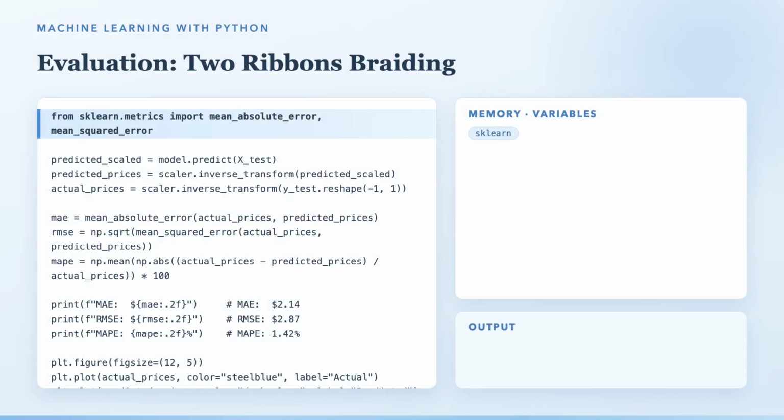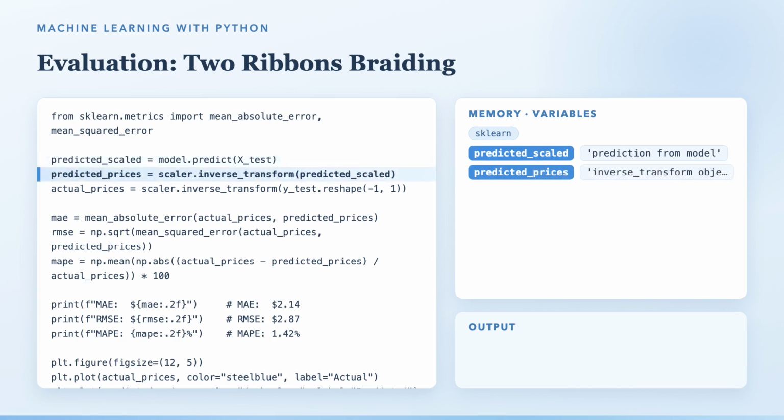How well did we really do? We ask the days the model never saw. Watch the 2 ribbons. Steel blue, the truth. Terracotta, the model's guesses. See how closely they braid. 3 gentle instruments give us numbers. Mean absolute error. On an average day, our guess misses by about $2.14.